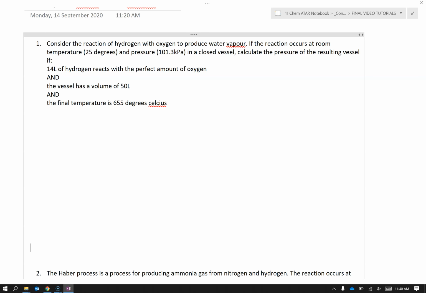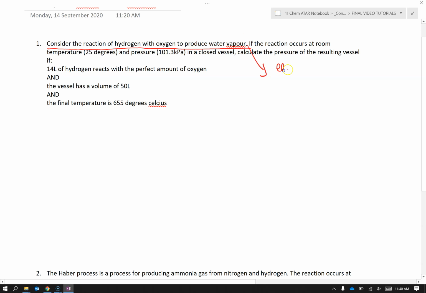So we've got to consider the reaction of hydrogen with oxygen to produce water vapor. This is a really important point here. What do we need to do? We need to write an equation. It's not given to us, but we need to write it. The reaction occurs at room temperature, which is 25 degrees, and room pressure, which is 101.3 kPa, in a closed vessel. Interesting. Calculate the pressure of the resulting vessel.